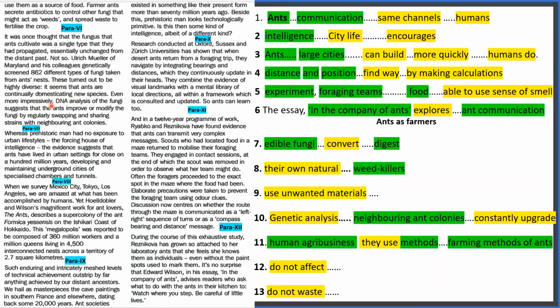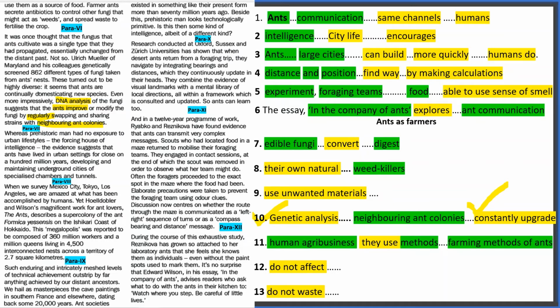Even more impressively, DNA analysis of the fungi suggests that the ants improve or modify the fungi by regularly swapping and sharing strains with neighboring ant colonies. The last sentence of para 6 has some keywords or synonyms of the keywords that we have noted for question number 10. The keywords in the last sentence are DNA analysis, which is a synonym of genetic analysis. Similarly, another set of keywords includes ants improve regularly, which is a synonym of constantly upgrade in question 10. The last set is neighboring ant colonies.